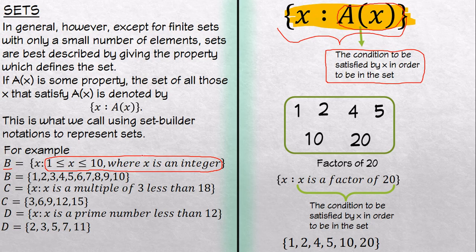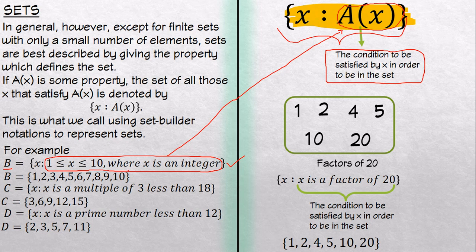So now this is the condition, this A of x. This is the condition that the x will have to satisfy in order to be in our set. So it says that 1 is less than or equal to x and less than or equal to 10, where x is an integer. So the condition for an element to be in this set is that it would have to be an integer which is between 1 and 10.